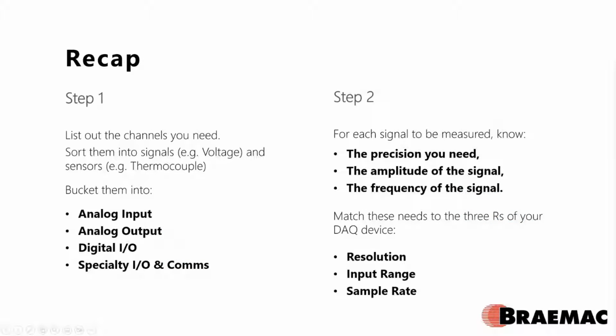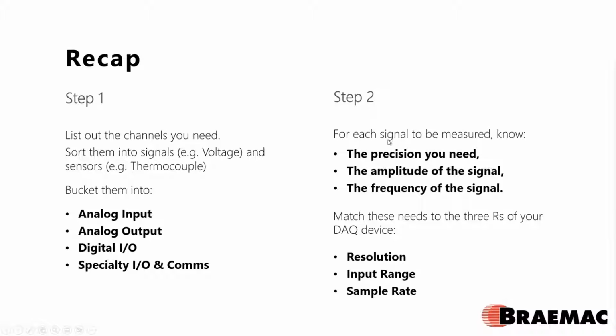Just a quick recap. The first step in identifying your data acquisition device is to list out the channels that you need, sort them into different buckets of signals and sensors, whether it's voltage, current, and then types of sensors. And then bucket them into analog input, analog output, digital input output, specialty IO, and communications.